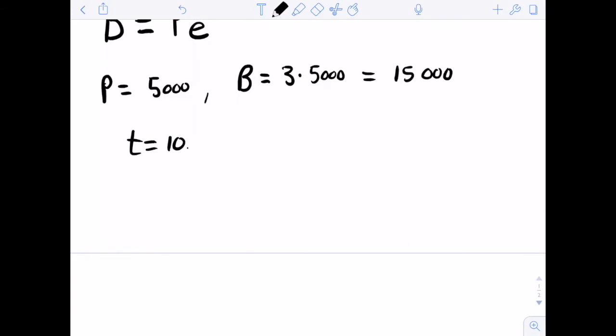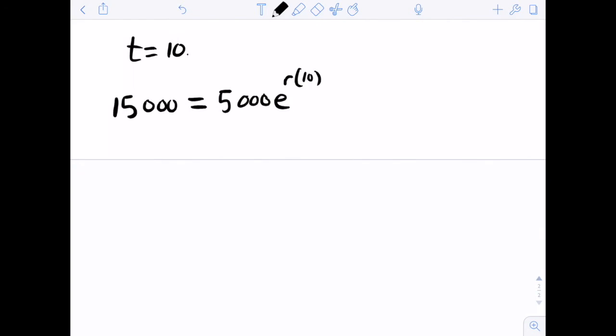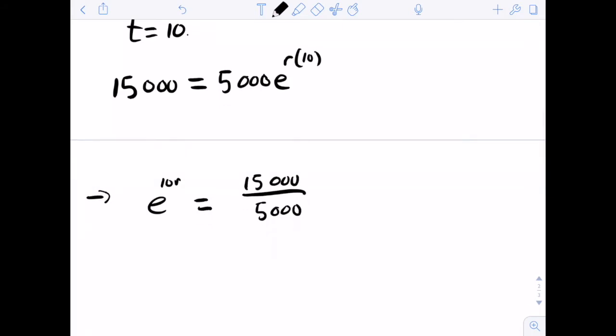So if we plug everything in, we've got 15,000 equals 5,000 times e to the r times 10. Okay, so just simplifying a little bit, we end up getting that e to the 10r is equal to 15,000 divided by 5,000. Right, so all I'm doing here is just dividing by 5,000.